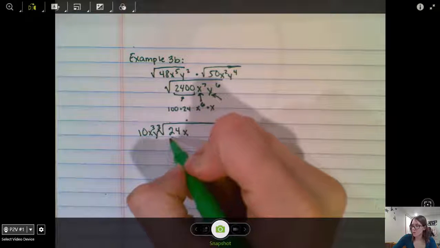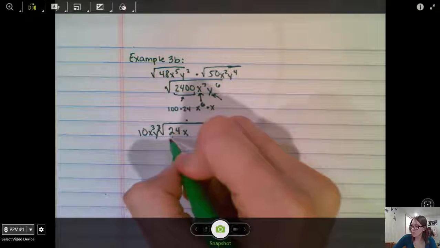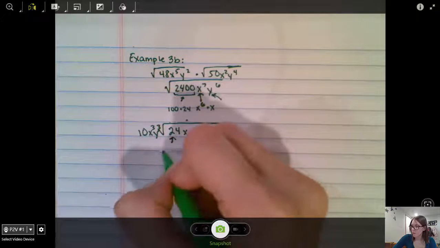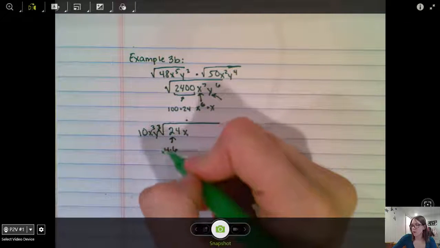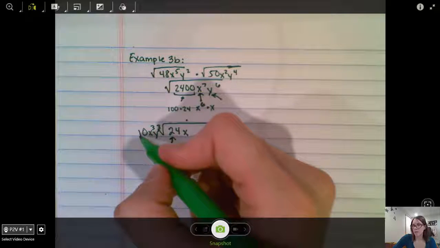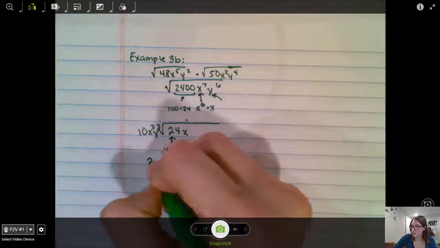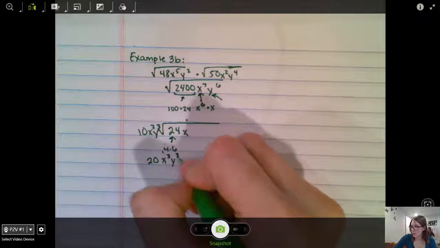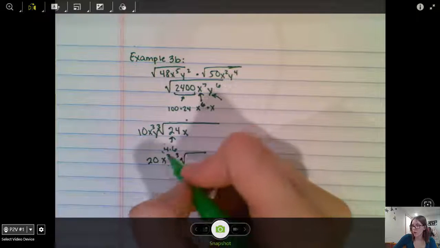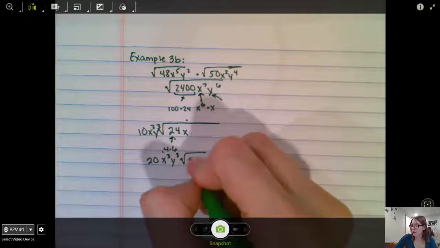We can simplify our square root of 24 a little bit also, because 24 is 4 times 6. Square root of 4 is 2. Times the 10 that's already there, we get 20 x cubed y cubed. Square root of, we still have this 6 and this x underneath our radical.